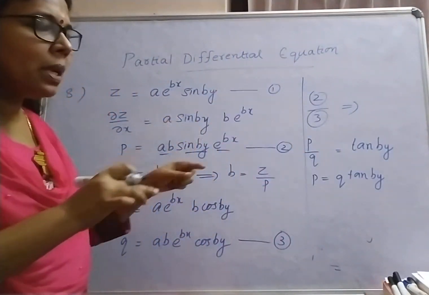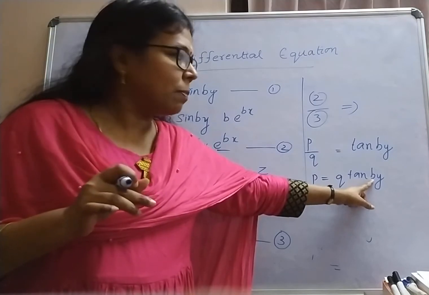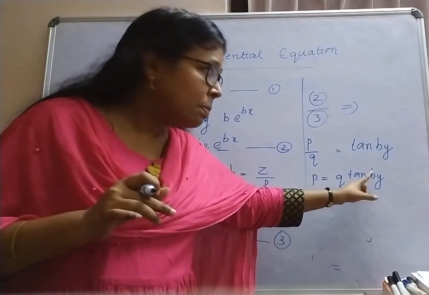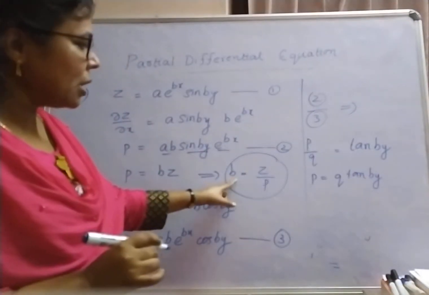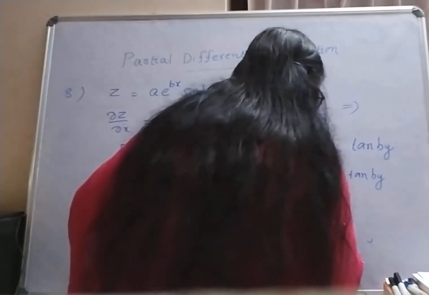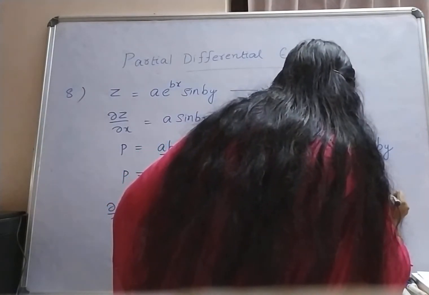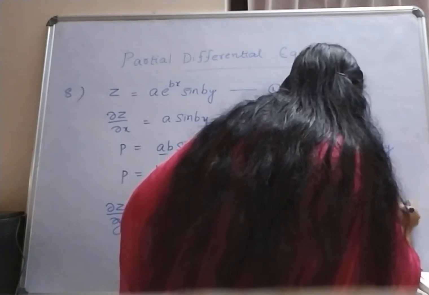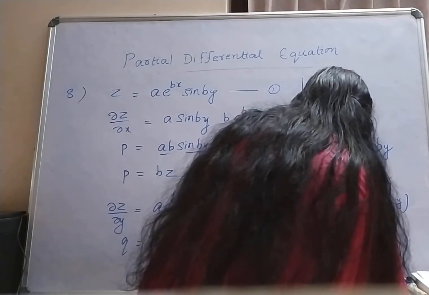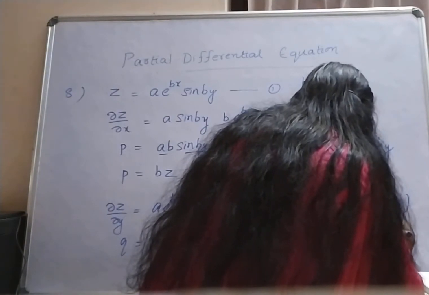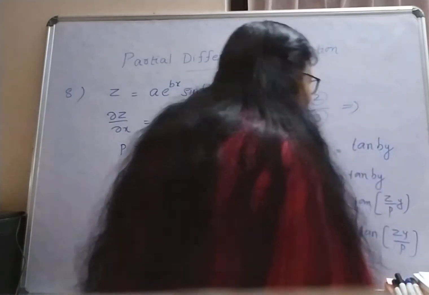What is the problem in this equation? Here the arbitrary constant b still exists. We have to eliminate the arbitrary constant b by substituting b equal to z by p. That is p equal to q tan of z y by p. We get the required PDE.